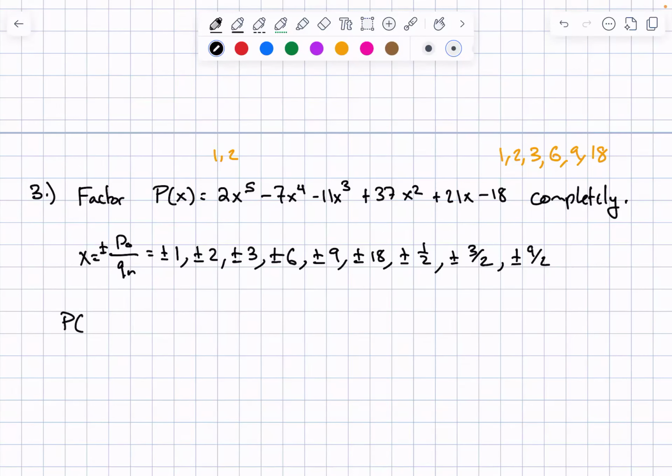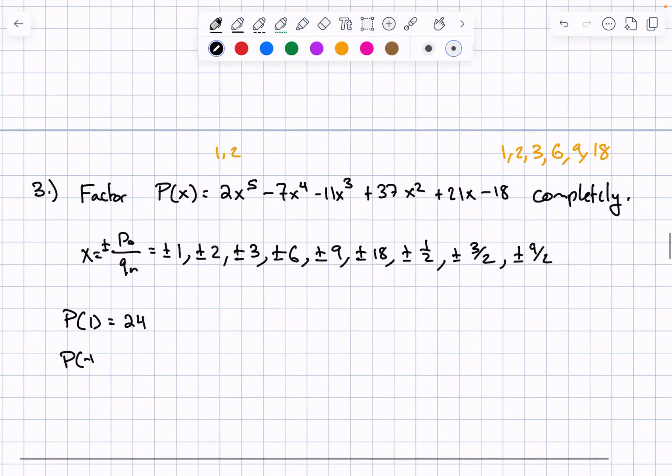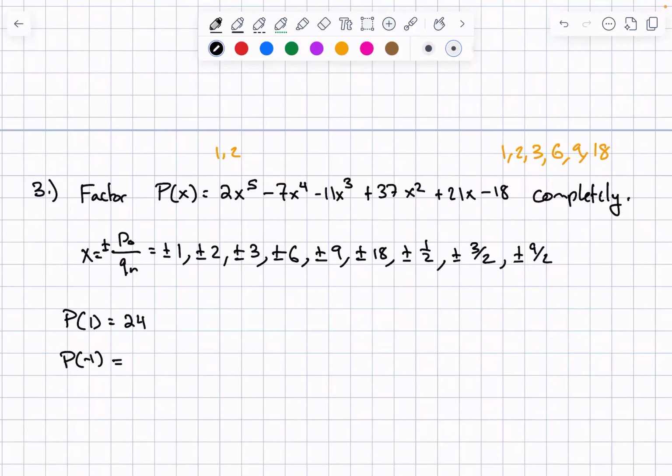First, I'll try P of 1, and that equals 24. I've already plugged it into my calculator, but on an exam, you'd want to make sure you put it in parentheses so that you can go through and edit it and just change the 1 to a negative 1, to a 2, and then a negative 2, and then a 3, and then a negative 3, and so on and so forth. Next, we'll find P of negative 1, and I'm going to pause the recording just to do it quickly. And we get 0, which means that that is, in fact, a factor.